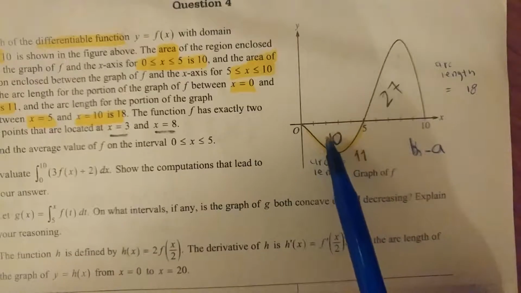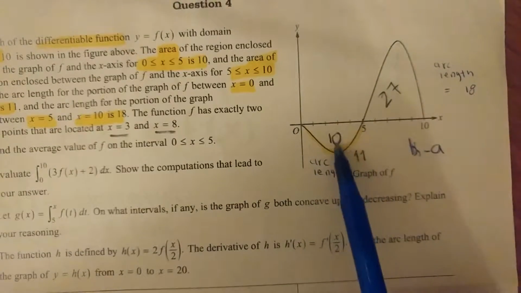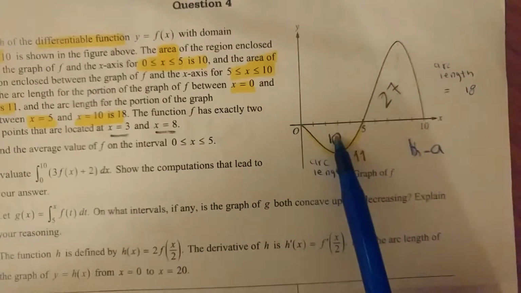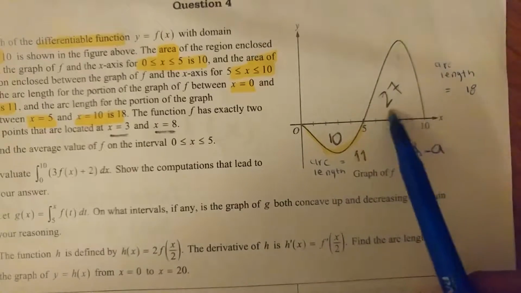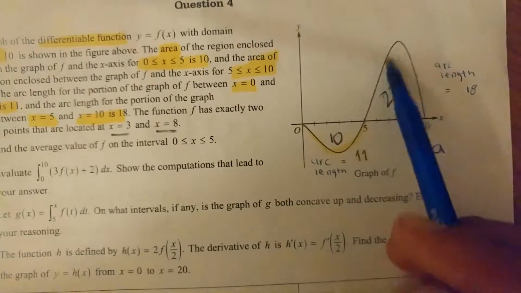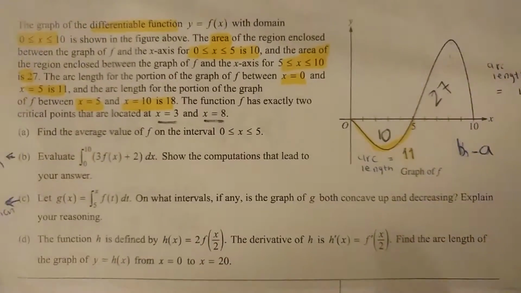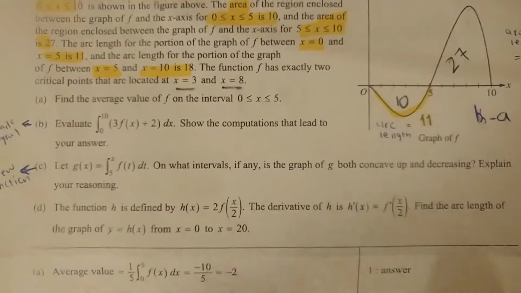And the area in the region from 0 to 5 under the x-axis and bounded by the curve is 10, or it's negative 10 because it's under the x-axis, and then the area of this region right here is 27. And that's pretty much all you need to know to solve A, B, C, and D.